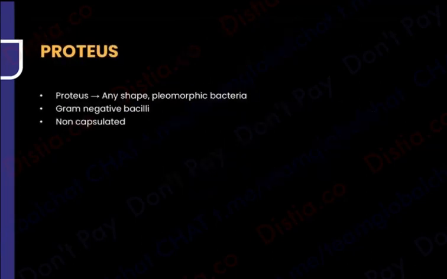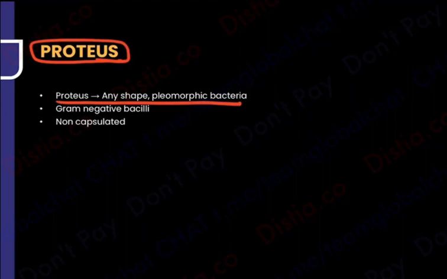And do you know the meaning of the word Proteus? Proteus refers to a Greek god, a Greek word which means it can take any shape. It is a pleomorphic bacillus. And I have already told you we are studying the gram-negative bacilli. This also doesn't have a capsule, but it has a very important motility. Rather than motility, I try to call it growth, and that is the swarming growth or swarming motility.